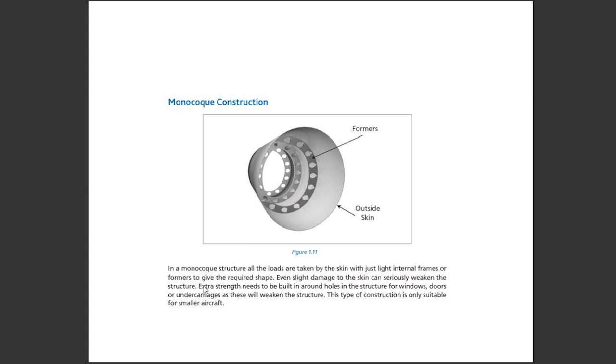What is it doing? In a monocoque structure, all the loads are taken by the skin with just light internal frames or formers to give the required shape. Even slight damage to the skin can seriously weaken the structure. Extra strength needs to be built in around holes in the structure for windows, doors, or undercarriages, as these will weaken the structure. This type of construction is only suitable for smaller aircraft. On the formers, we can see the skin is being attached and it is providing shape also.